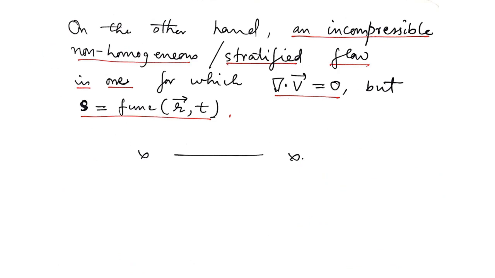Finally, to conclude, on the other hand, there can be incompressible non-homogeneous flows, which we also call stratified flows. Okay, incompressible stratified flows, and obviously in these flows you expect that del dot v must be 0 because the flow is still incompressible, but you will allow density to vary in space as well as in time. Okay, so this is something very important.